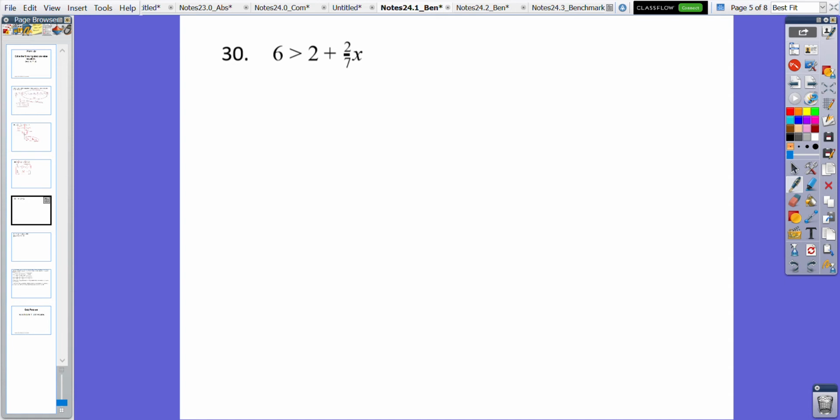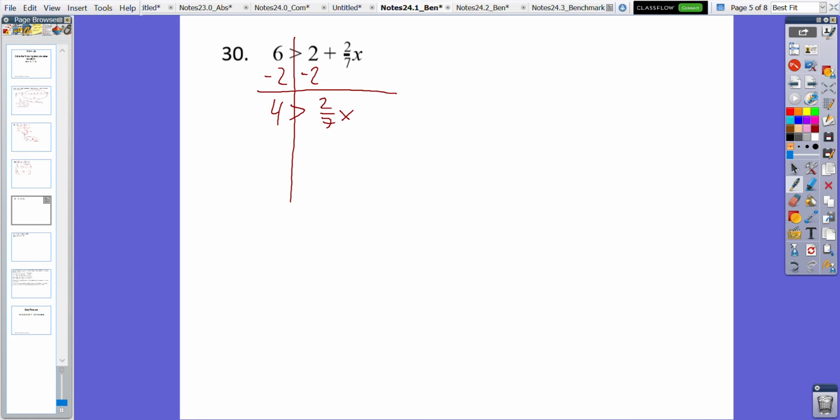We have 6 is greater than 2 plus 2/7 x. Oh no, a fraction, whatever shall we do? Well, we solve it like a normal equation and we treat 2/7 like it's any other number. So first thing we want to do, I'm going to draw my little wall here to show my properties of equality. I'm going to start by subtracting 2 from both sides of the inequality. That gives me 4 is greater than 2/7 x.